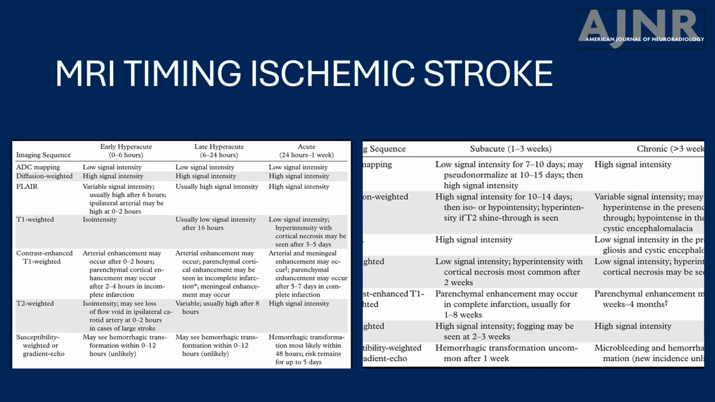We can also categorize stroke based on the timing, and especially on the time elapsed since the critical event. We can have an early hyperacute phase, which is in the first 6 hours since the critical event, a late hyperacute phase, 6 hours to 24 hours, an acute one, 24 hours to 1 week, subacute, from 1 week to 3 weeks, and chronic, 3 weeks onward. At each time point, the imaging characteristics will differ from each other, both in MRI and CT imaging.